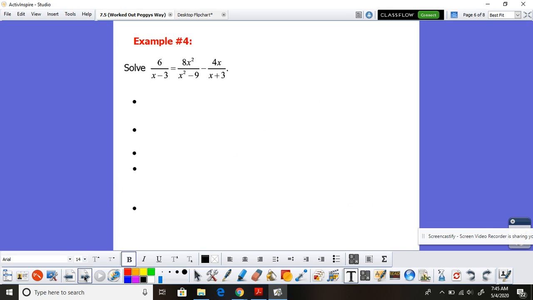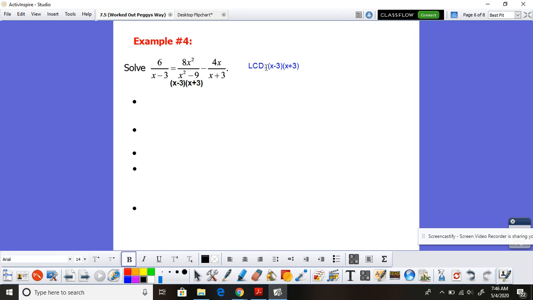All right, let's do one a little more complicated, but this still isn't too bad, guys. What I want you to notice is that x squared minus 9 is the difference of squares. So it is actually x minus 3 times x plus 3. If I were to factor this x squared minus 9, that's what it would become. When I go to find the LCD, I always find the LCD first. It's just going to be x minus 3 times x plus 3 because that covers everything here.